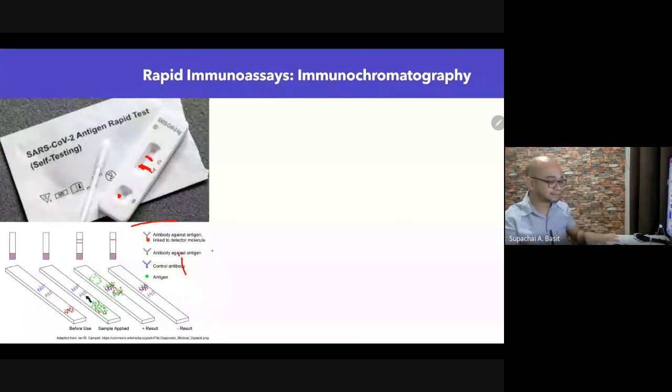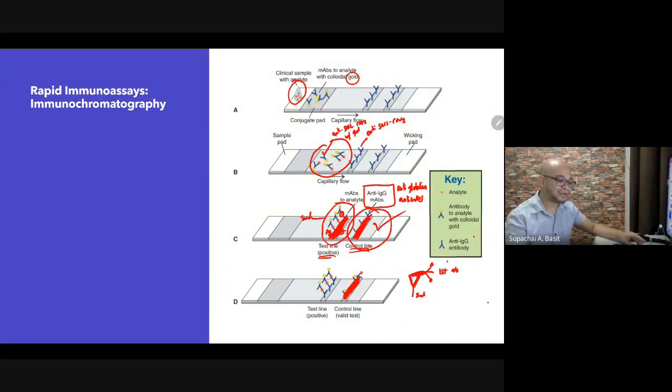Para hindi malito, we should be able to enumerate. Okay? So, the component, the analyte, is the substance of interest. Ano yung example natin? The SARS-CoV-2 antigen. Okay? And then, the second component, antibody with colloidal gold.